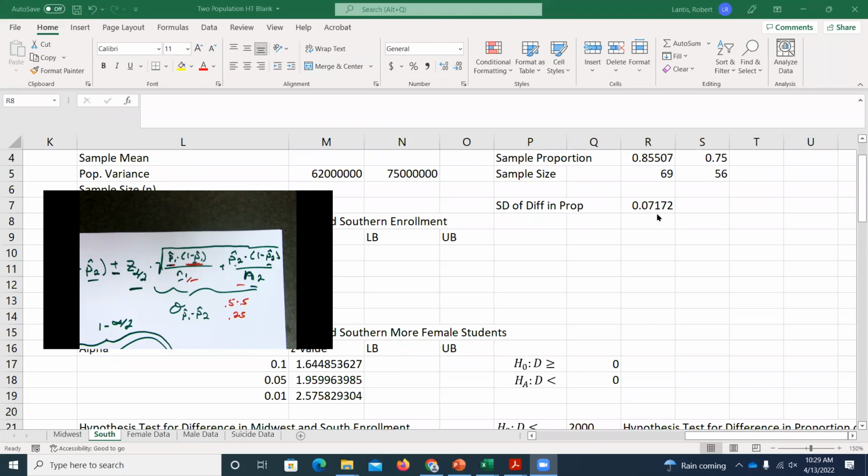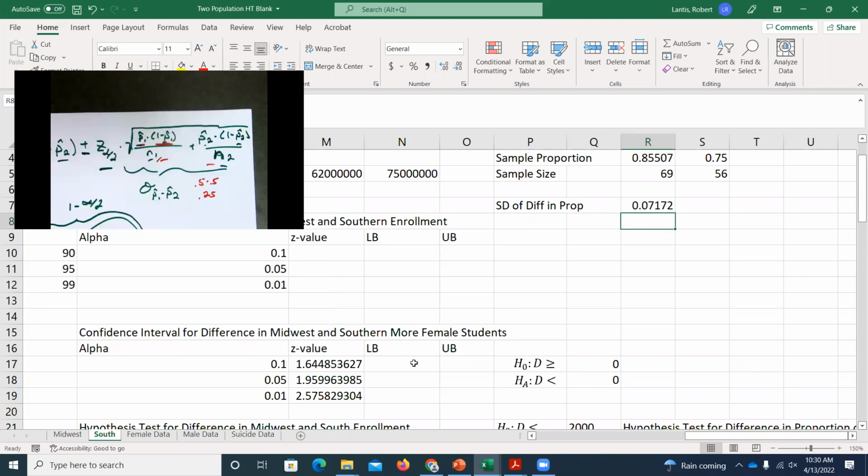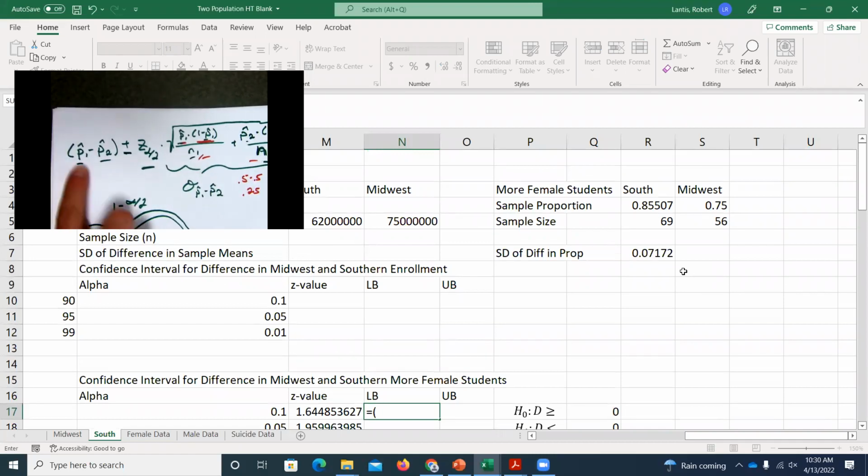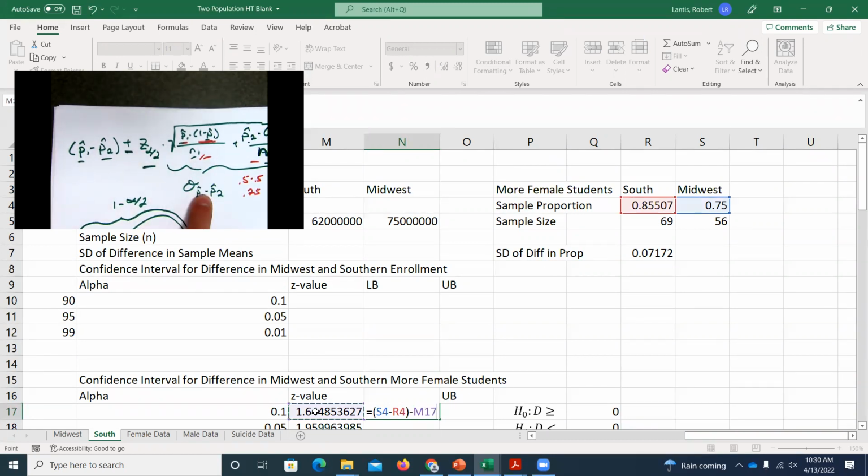Okay. So from here, it's just a matter of getting this equation entered into Excel, having it do the math for me. Well, my lower bound is just going to be: take the difference between the Midwest and the Southern proportion, subtract whatever that Z value I needed was, multiply by, well, now I just have this one value that represents the standard deviation for my difference in sample proportions. And that's up in that cell.